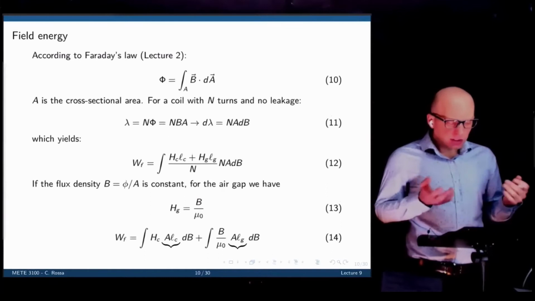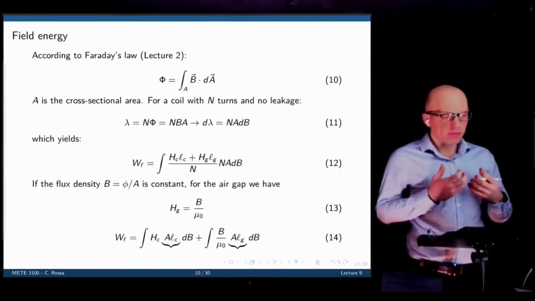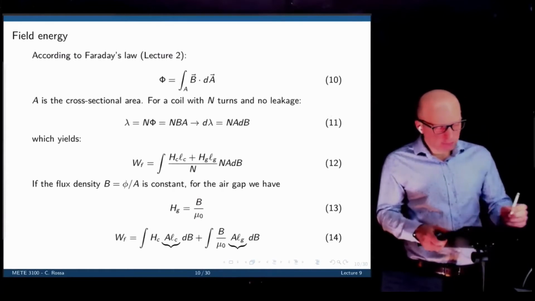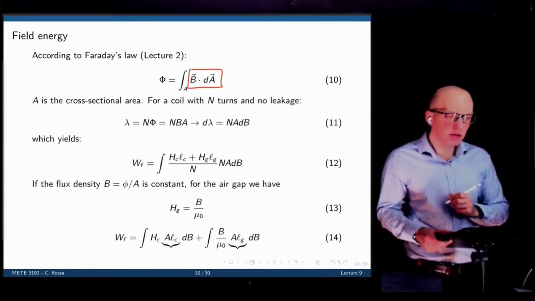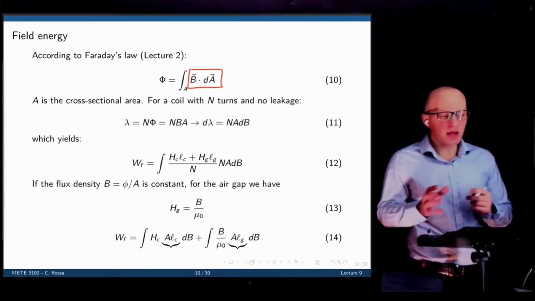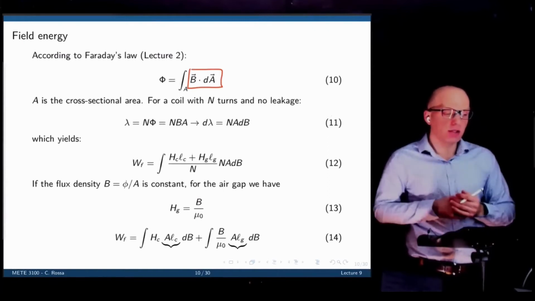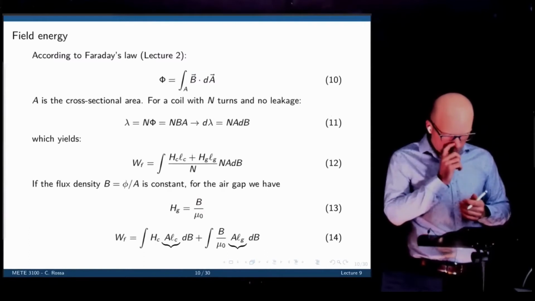In order to understand what the flux linkage is, we first need to go back and redefine the magnetic flux itself. We know that the magnetic flux is defined as the magnetic flux density, B, times the cross-sectional area. So B is a density. If we multiply that by the area, we get the magnetic flux. This is once again from lecture 2.